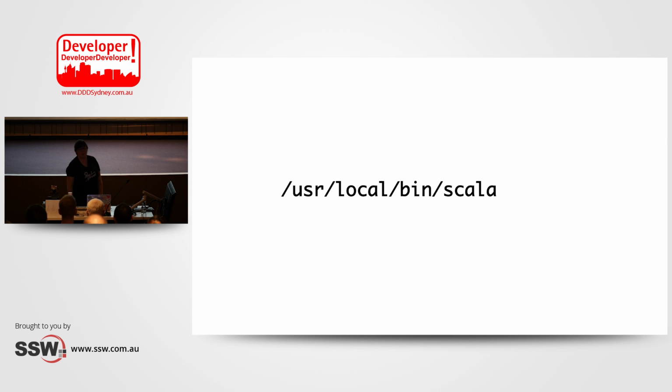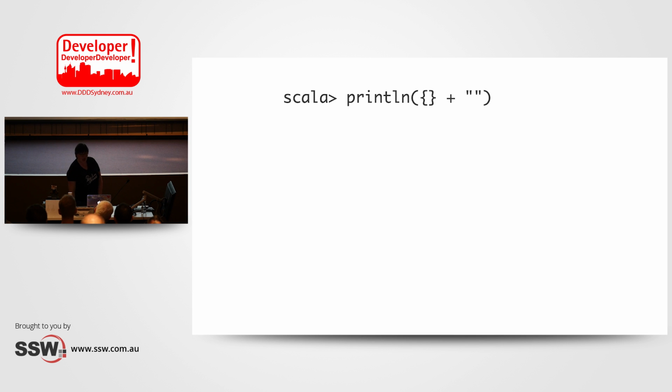Let's talk about Scala. In Scala, what is the print statement that's going to be returned if I print the concatenation of an object and an empty string? Scala.